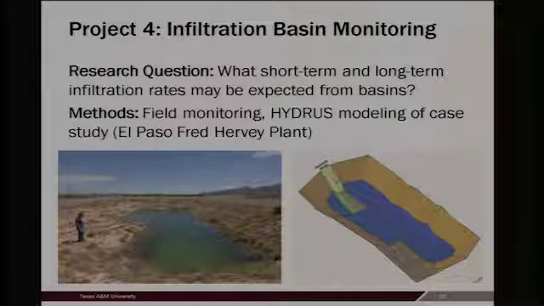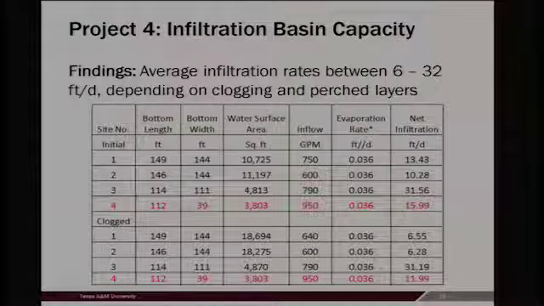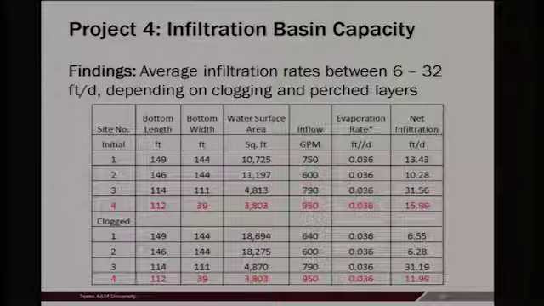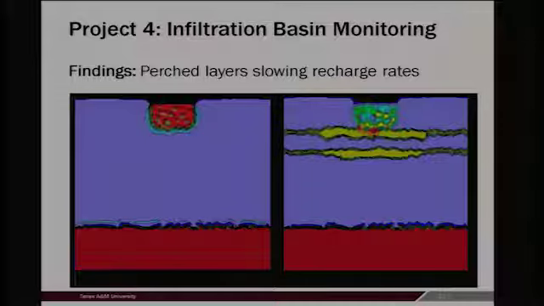And then finally, we're looking at infiltration basin modeling. So what short-term and long-term rates can be expected from these basins? Looking at the El Paso plant, we have a suite of monitoring equipment out there to get a good handle on how fast water is recharging into the basin. We found an average infiltration rate between 6 and 32 feet per day, which was much higher than we expected, but this really depended on how clogged the aquifer was and the presence or absence of recharge rates.